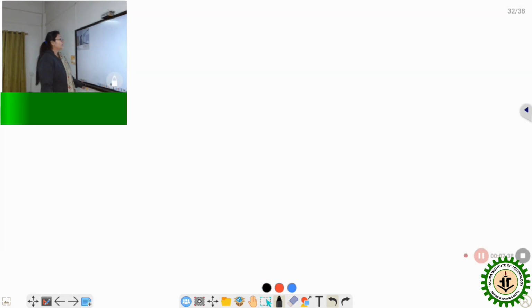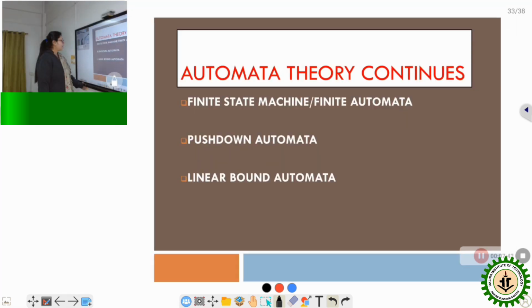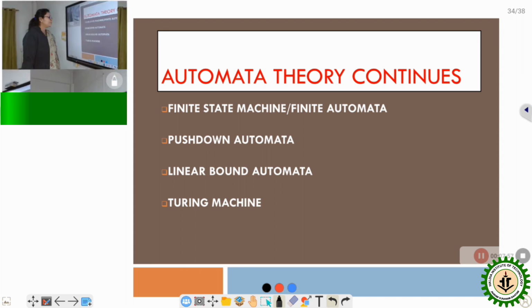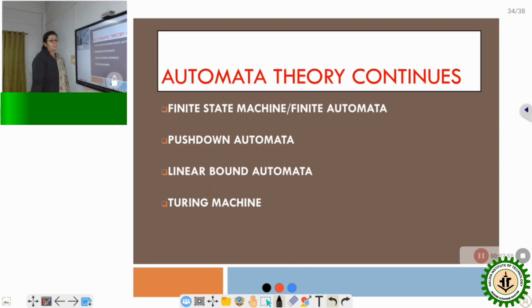Now, automata theory broadly consists of 4 topics. One is finite state machines or finite automata. Second is push down automata. Third is linear bound automata. And the fourth one is Turing machine. Okay.